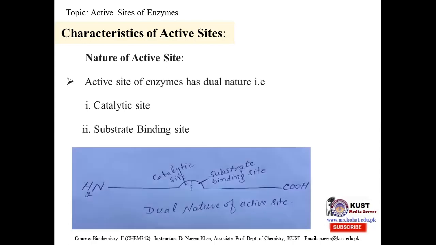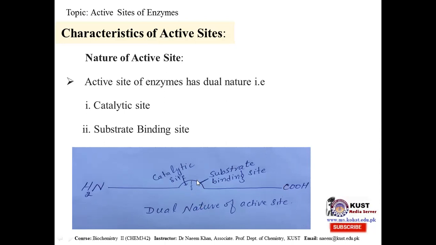It can be shown like this. We know that in an enzyme, a protein chain, we have two ends: the nitrogen end, having a free amino group, and the other end, which will have the free carboxylic group. Because if the amino acid on one end of the polypeptide chain has a free amino group, then on the other hand, the carboxylic acid end of the amino acid will be exposed.